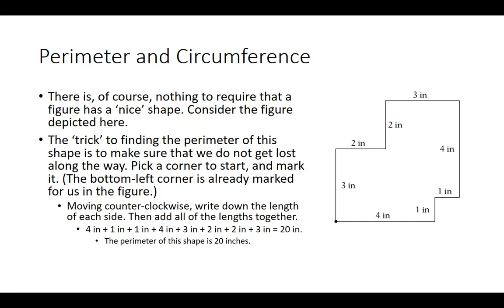That's why we're going to mark, in this case, the bottom left corner of this figure. Moving counterclockwise, let's write down the lengths of each side, and then we'll add them all together. 4 plus 1 plus 1 plus 4 plus 3 plus 2 plus 2 plus 3. And now we're back where we started. We add those numbers together, we get 20. So the perimeter of this shape is 20 inches. Perimeter is just distance around.